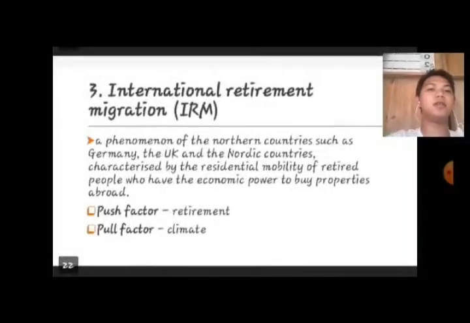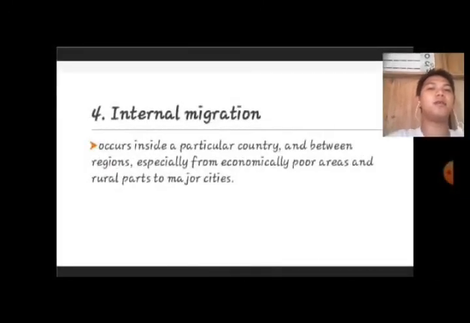Third is international retirement migration, or IRM, a phenomenon of the northern countries such as Germany, the UK, and the Nordic countries, characterized by the residential mobility of retired people who have the economic power to buy properties abroad. Push factor, retirement. Pull factor, climate. And the fourth is internal migration. It occurs inside a particular country and between regions, especially from economically poor areas and rural parts to major cities.